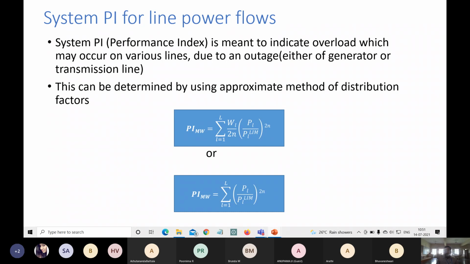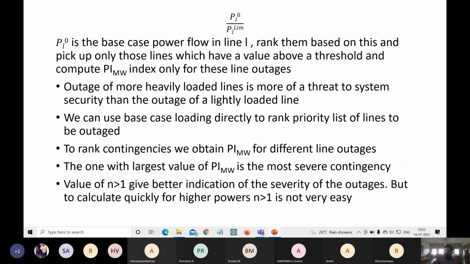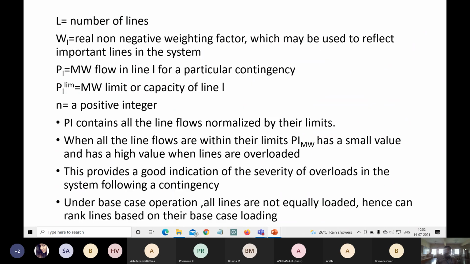Okay, so here the PI, the performance index, contains all the line flows normalized by their limits. Normalized is nothing but made easy by their limits. So even power of n, even power, that is 2n that we used, so that is our even power. So we have to use even power to avoid using the magnitude of the line flows in the calculations.